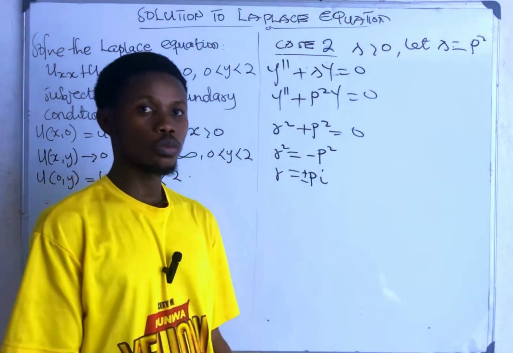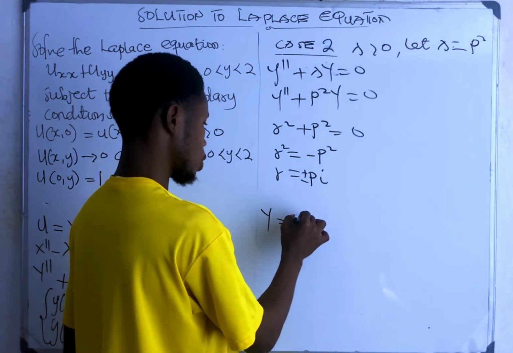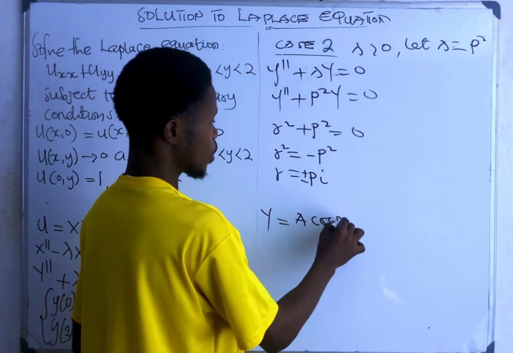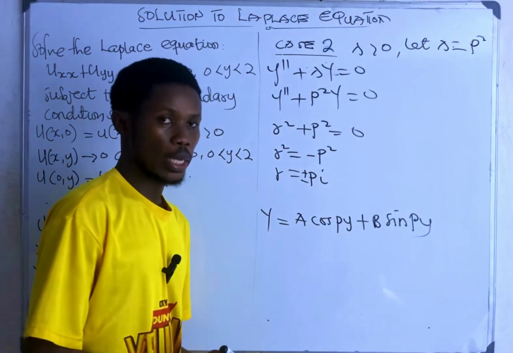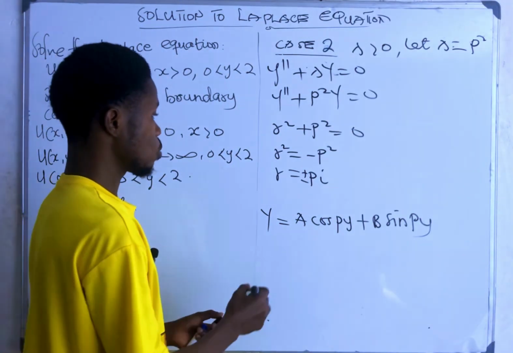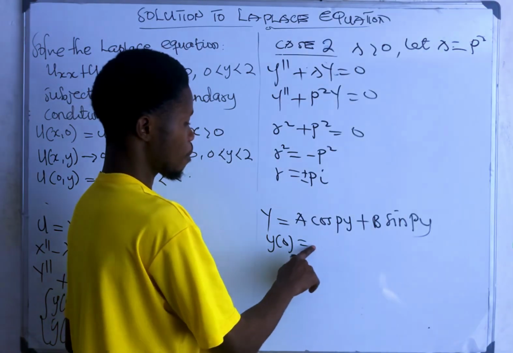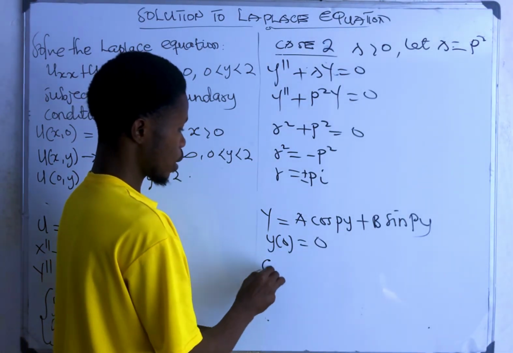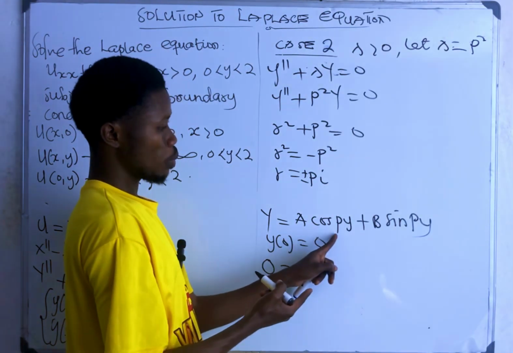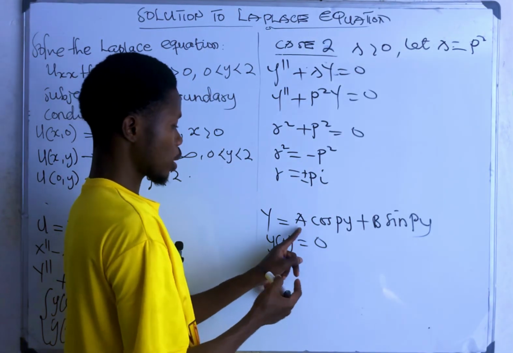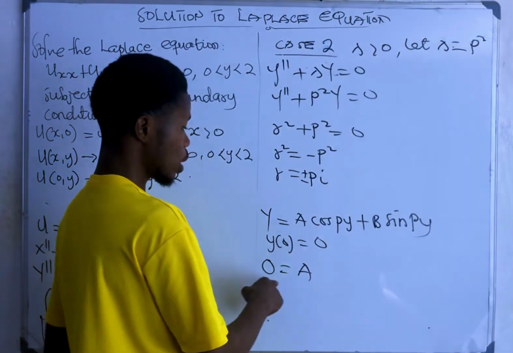So I'm going to write a solution for this. So y will be equal to a cos py plus b sine py. So that's the solution for that. So we are going to substitute. We have when y at 0 equals 0. So capital Y is 0 equals cos 0 is 1, because if I put 0 here, it will be p times 0, which is 0. Cos 0 is 1. 1 times a is a. Then sine 0 will be 0. 0 times b is b. So a is equal to 0.